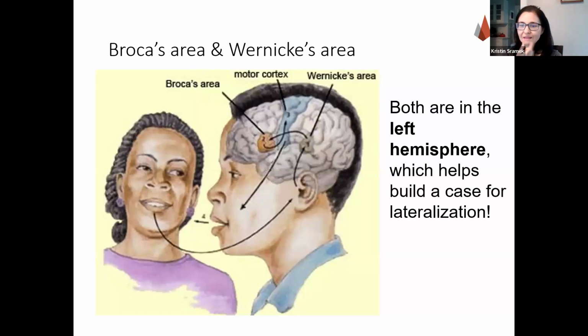Speech and language all happen in the left hemisphere. So your Broca's area is on the left side of your frontal lobe, and your Wernicke's area is in your left temporal lobe. This is actually a case for lateralization, something specific that happens in one hemisphere of the brain and not the other. All right.